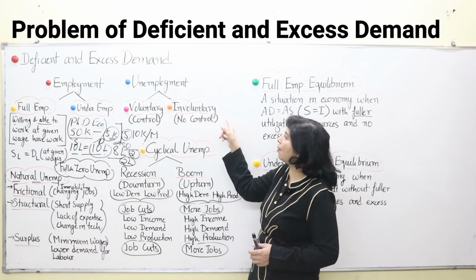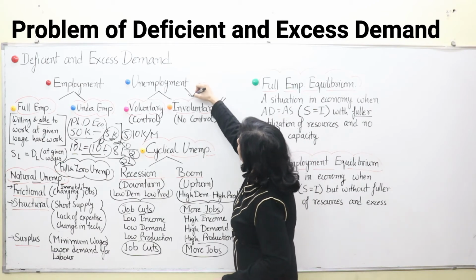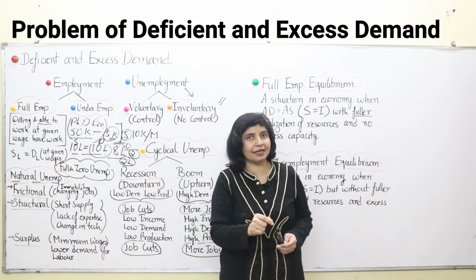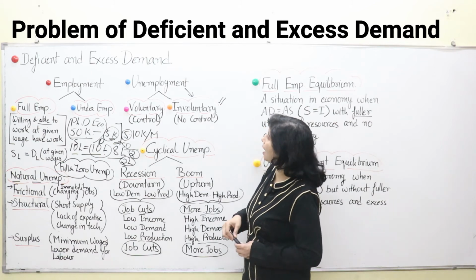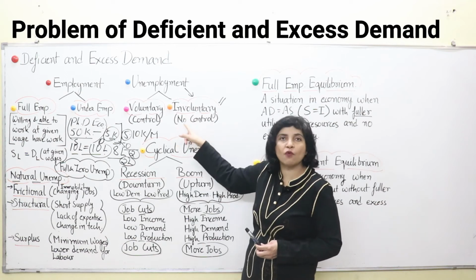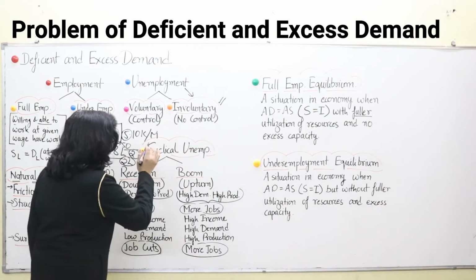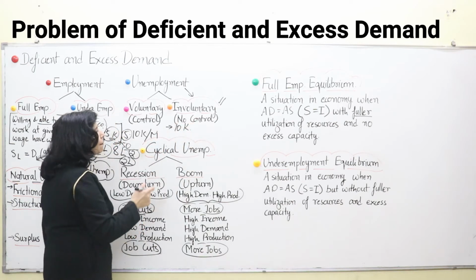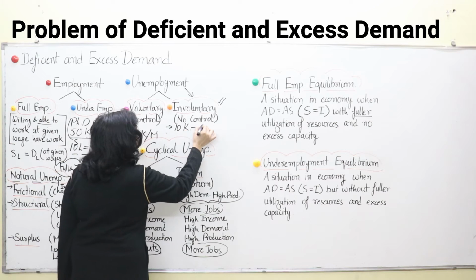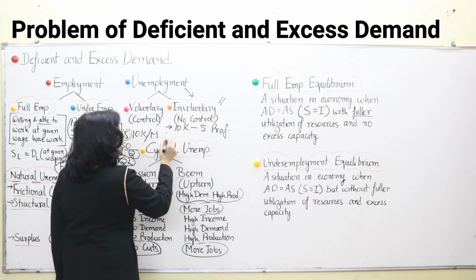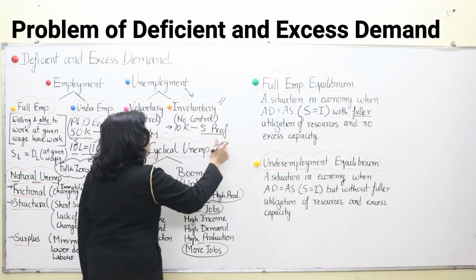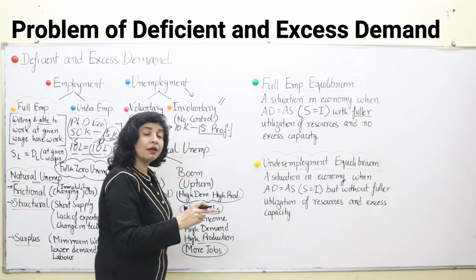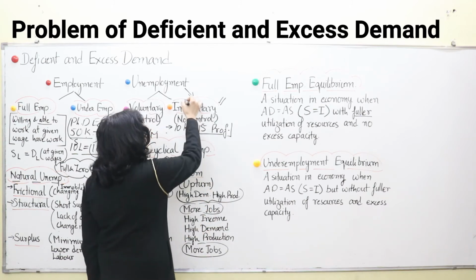Now, involuntary unemployment. This is the real type of unemployment. Why? Because this is not in the control of people. People are able to work, people are willing to work at the existing wage rate, but they are not getting employed. That is known as involuntary unemployment. Take for example, if some college is offering 10,000 rupees per month and they have 5 professors working in that college. I want to work in some college at 5,000 rupees per month, but still I am not getting a job. That means I am involuntarily unemployed.